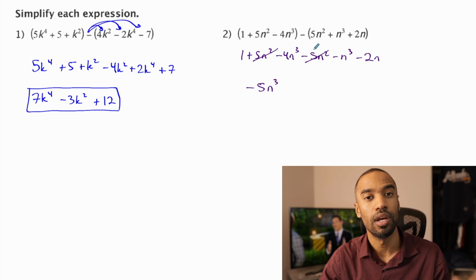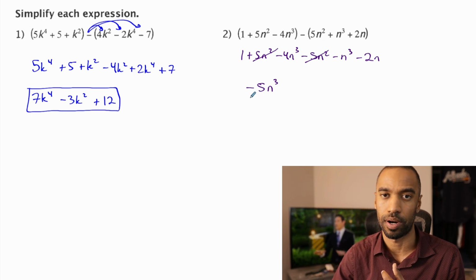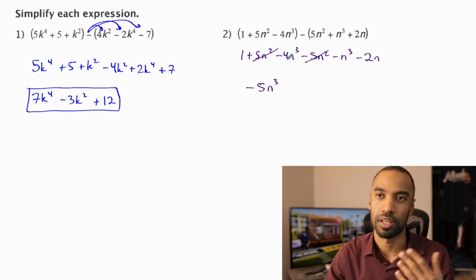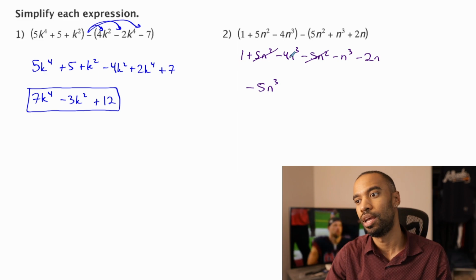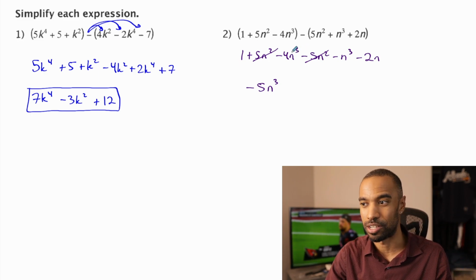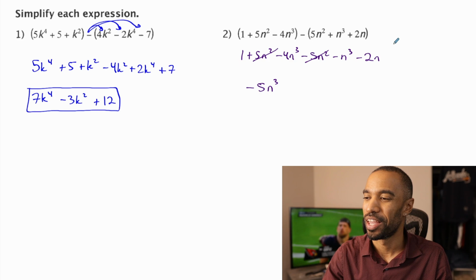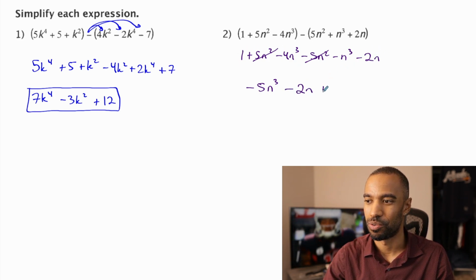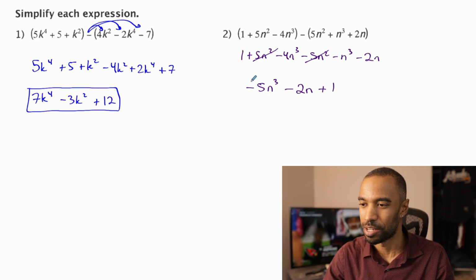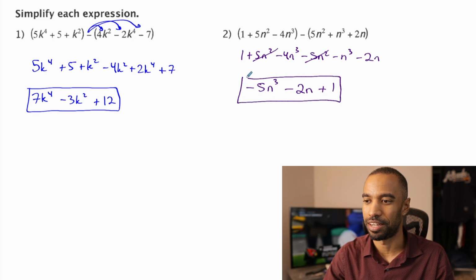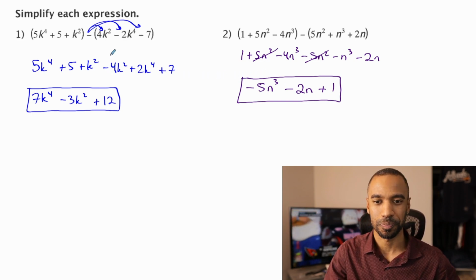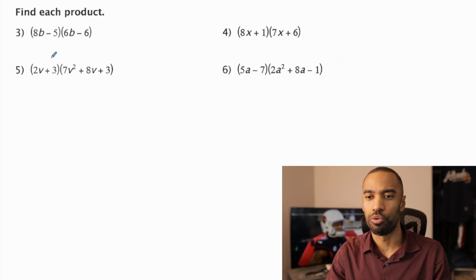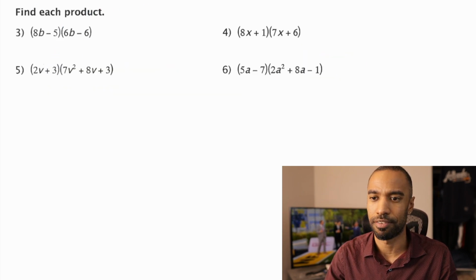That's 0n squared. Don't write that as n squared. That's not n squared. It's 0n squared, which is 0. N squared would be 1n squared for something like 5n squared minus 4n squared. I feel like I just said n squared a whole lot, so I'm going to stop saying n squared. Minus 2n, no combination, plus 1. And that's it. So that's our standard form right there in combining like terms. All right, there we go. There are the two subtraction problems, and we move forward into 3 through 6, find each product.